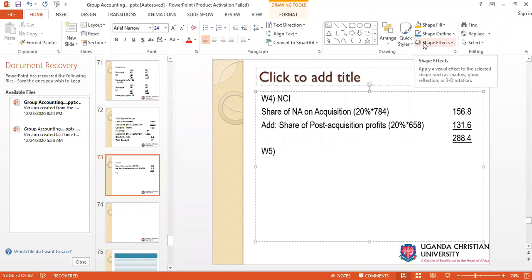Okay, welcome back from that very short break. Let's proceed from where we stopped. We are going to look at working number 5, that is group reserves.